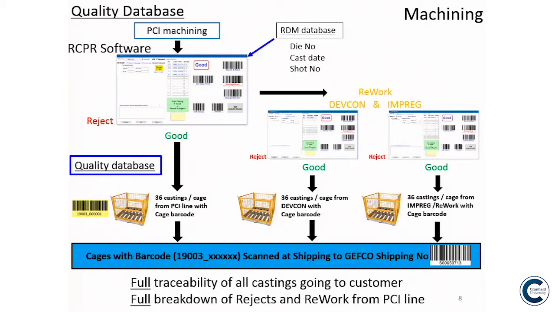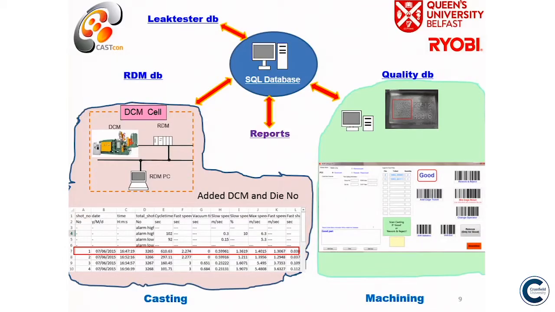We've got a full breakdown of rejects and reworks from the PCI line, so we can look at this information and identify trends or increase in scrap rate by a particular die type, for example. So we've got our casting information on our RDM database, then we've got our machining recorded at the end of the machining line, and then everything is accessible through a SQL database in the middle.